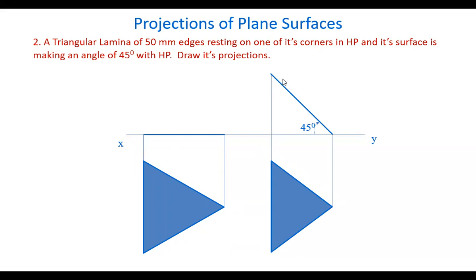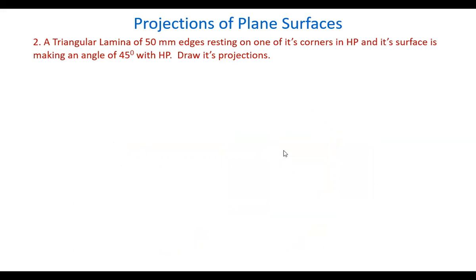When you lift this up, here we have an edge, and here this point is a corner. So the corner is in the horizontal plane. Okay. So the surface is making an angle 45 degrees with the horizontal plane. Now the top view appears like this. Let us draw the projections. Draw the reference line. First we have to draw the top view, a triangle in the top view.